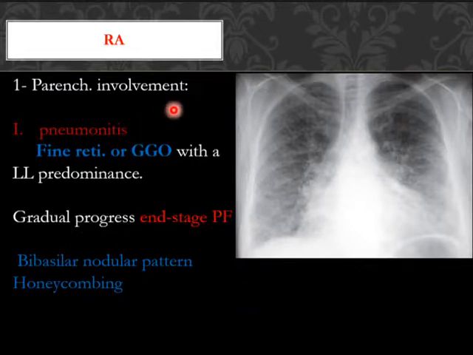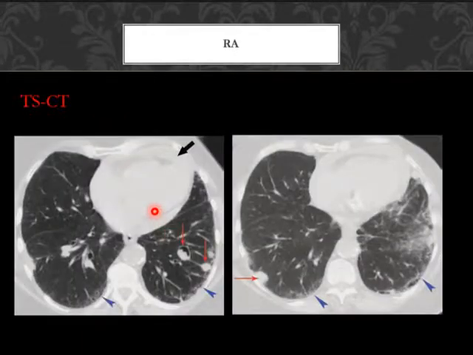Let's start with parenchymal involvement. Parenchymal involvement in rheumatoid arthritis usually appears as fine reticular or ground glass opacity with lower lobe predominance, as in this case, coarse reticular shadow we see in the lower lobe, and gradually it will progress to end-stage pulmonary fibrosis, as in this case. This is peribronchial reticulation, the early stage of rheumatoid arthritis. These are rheumatoid nodules with cavitation and some ground glass opacity.